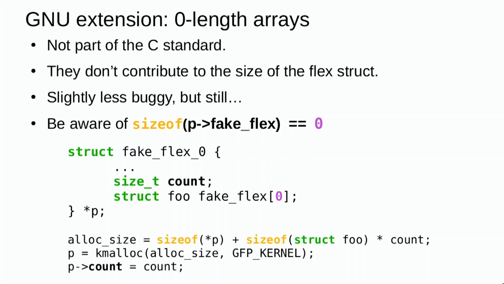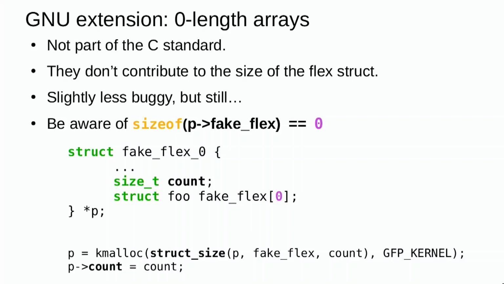And again, at the bottom is an example of how people used to allocate the size for the containing structure together with the items in the fake flexible array. As you may notice, now the subtraction is gone because we don't need to subtract anything. And usually this is the recommended way to calculate the size for the allocation. We have the struct_size helper, just so you know.